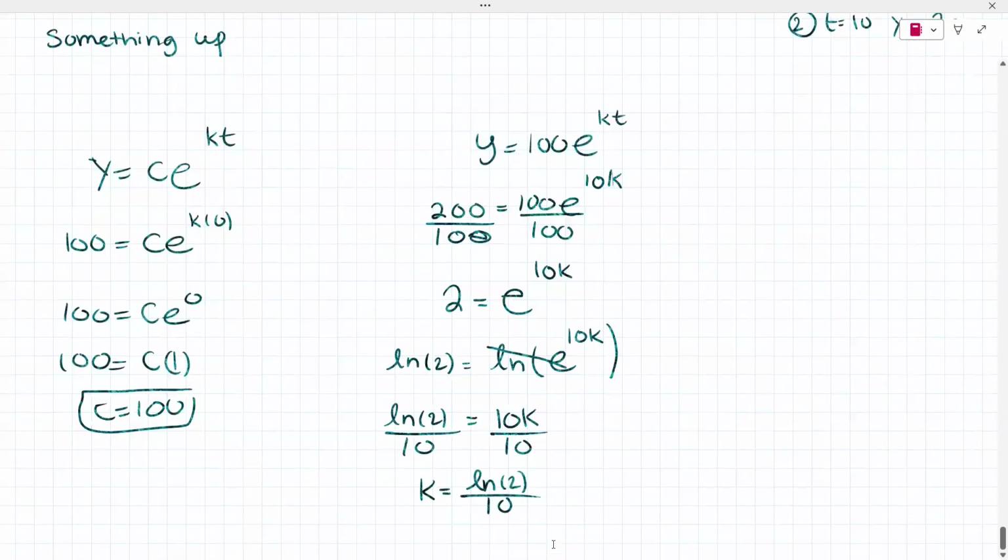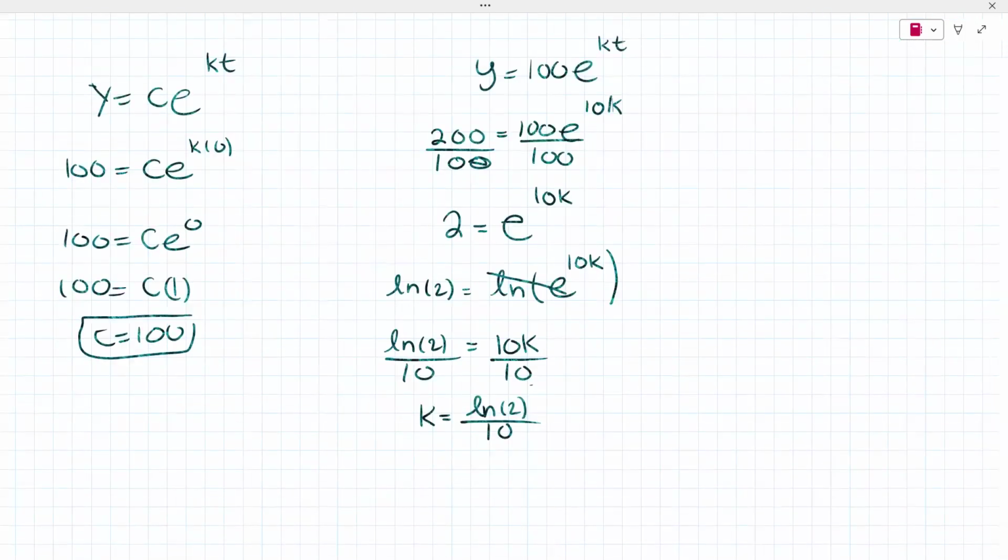So they just wanted the k value, that's it. So this is your k value. If you want the exact value, that would be a decimal, about 0.069. So yeah, that is your k value.